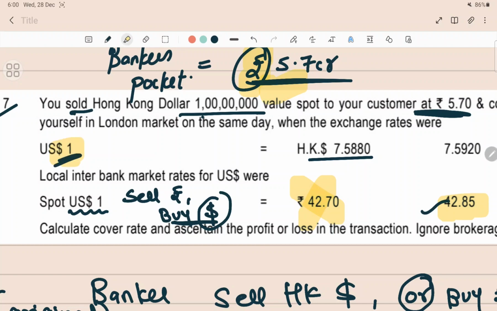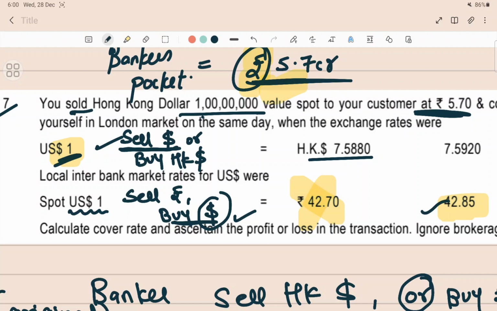Okay, so it's a direct dollar quote. In my pocket now I have dollar. I want to sell this dollar. Sell dollar, or you could say buy HK dollar. But since it's a direct dollar quote, this action will work for me. Okay, sell dollar. Now sell, buy high, sell low.